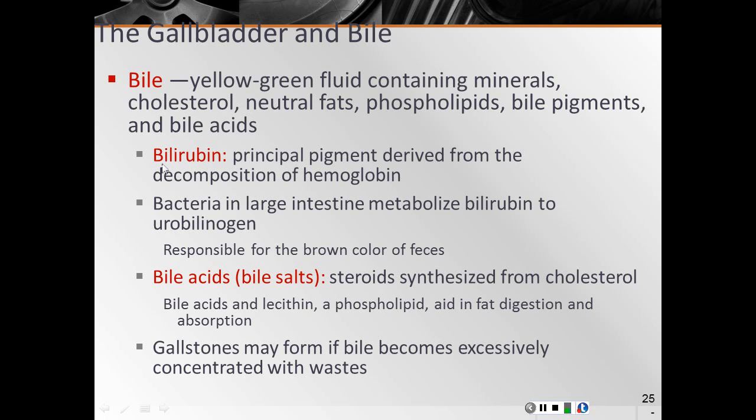So here we have the bilirubin, and it's going to be metabolized to urobilinogen, sorry. And that's what gives the feces that dark color. Now, in the absence of this bile secretion, the feces are grayish white and marked with streaks of undigested fat, which they'll call acholic feces.